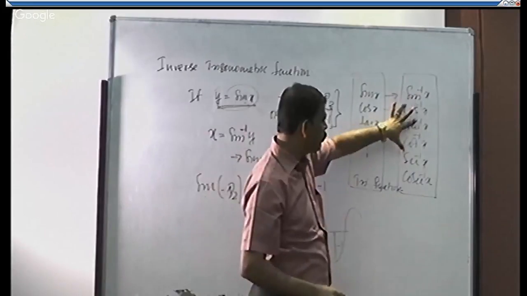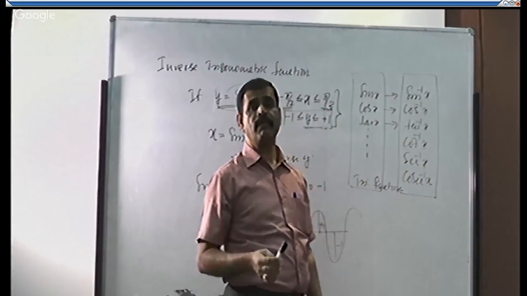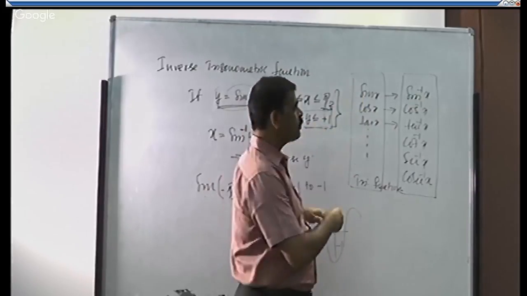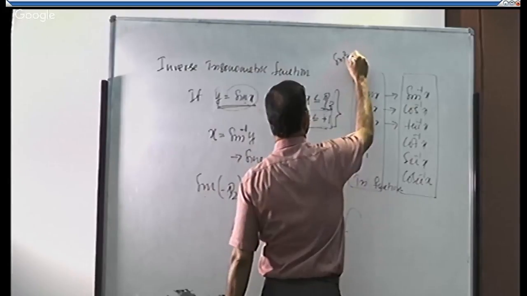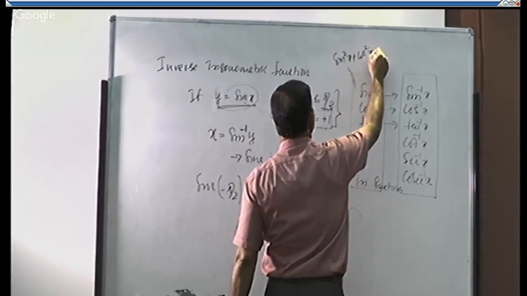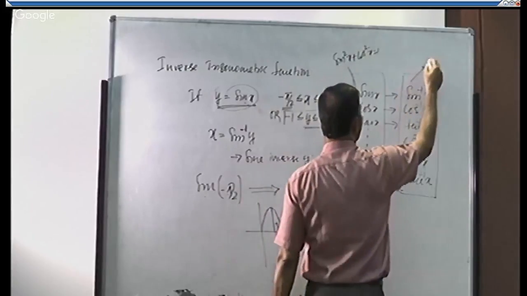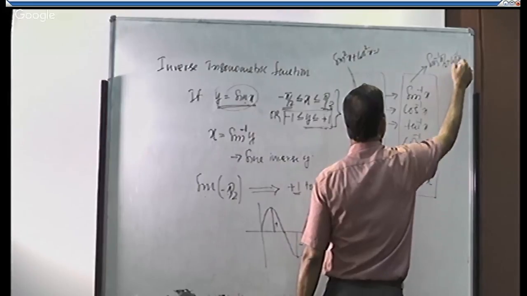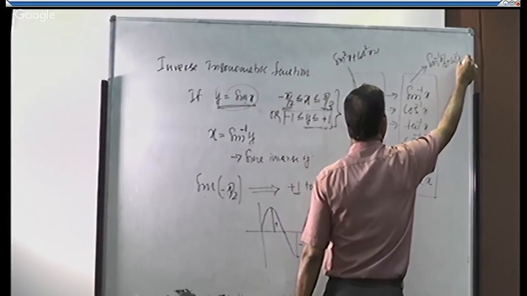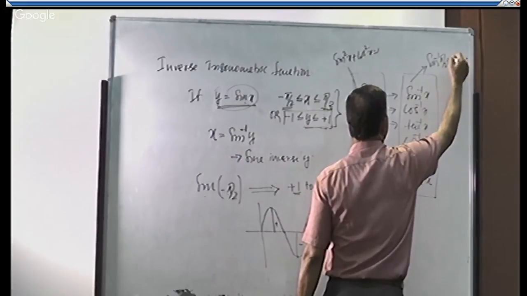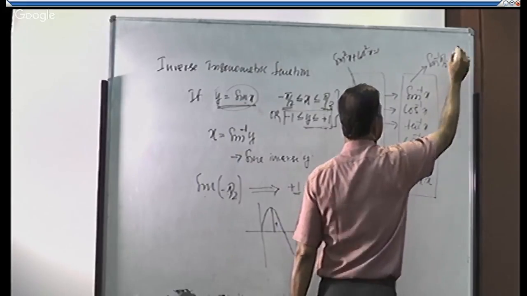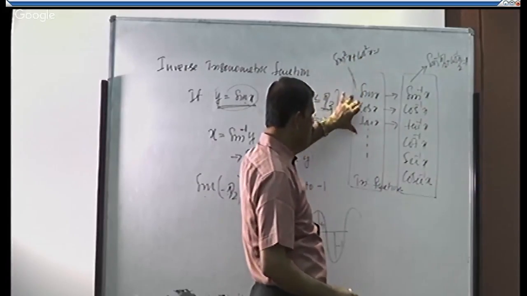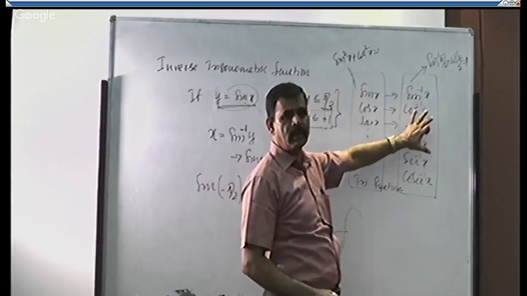For these inverse trigonometric functions, we have a set of formulas. As we studied that sin square x plus cos square x is what? Sin square x plus cos square x is equal to 1. In the same way, here also we have formulas like sin inverse x plus cos inverse x is equal to pi by 2. Like that, we have a different set of formulas for trigonometric functions as well as for inverse trigonometric functions.